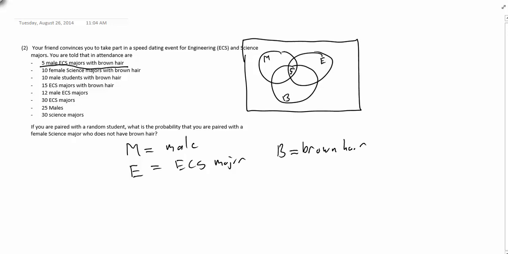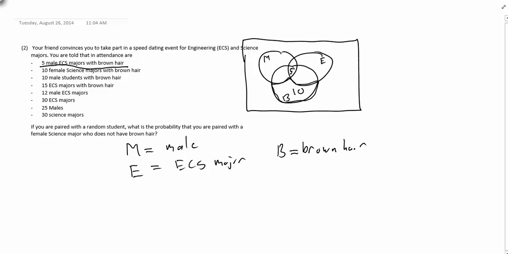So we've kind of taken care of that condition here, right? Now, the second bit of information says that 10 female science majors have brown hair. So that means if I look at this brown-haired chunk, I want to look outside the engineering, and I want to look outside the male. So this wedge right here gets filled in with 10 students.